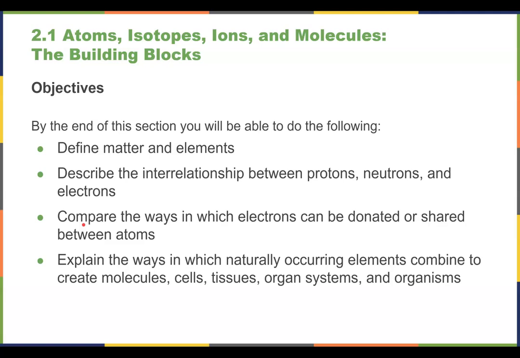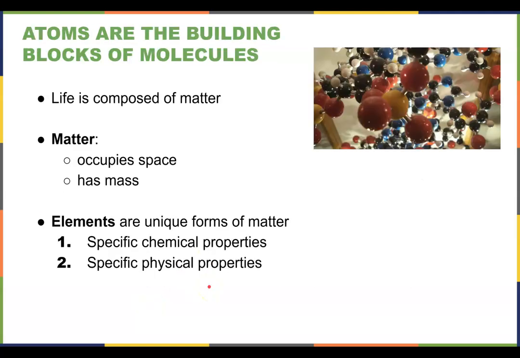So section 2.1 goes over atoms, isotopes, ions, and molecules. So we're going to talk about matter and elements. We'll also talk about protons, neutrons, electrons. We're going to talk about how those electrons impact matter. And we are going to look at how elements combine to form molecules, then they form cells, and so on.